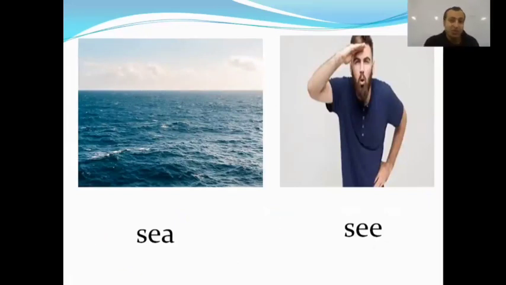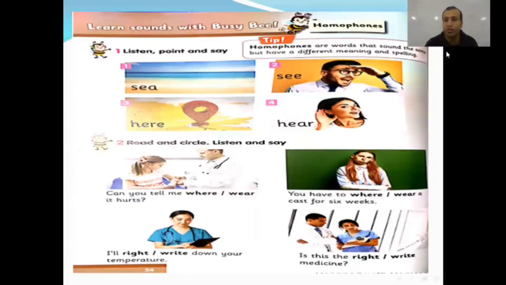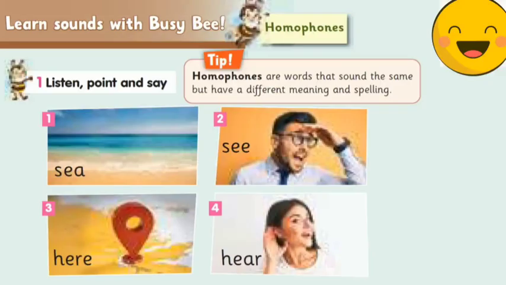So let's see that in your student's book. The homophones are words that sound the same but have a different meaning and spelling. And here we have the same examples. Can you see them? Here, I want you to listen, point, and say. Number 1, see. Number 2, sea. Number 3, here. Number 4, hear.